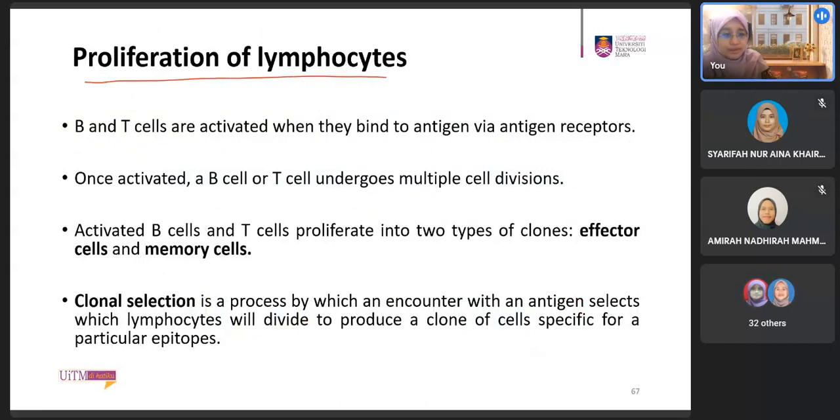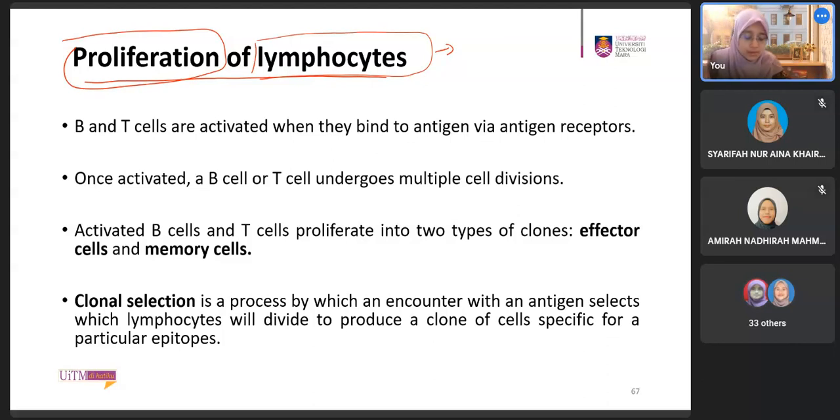Okay, proliferation of lymphocytes. What is proliferation? The lymphocyte will divide many times, through the process of mitosis. Why does the lymphocyte need to divide so many times? So that you produce many B cells and T cells that have specific receptors towards the specific pathogen. Your body has to build up the defense mechanism by producing many B cells and T cells that have specific receptors against the specific pathogen.